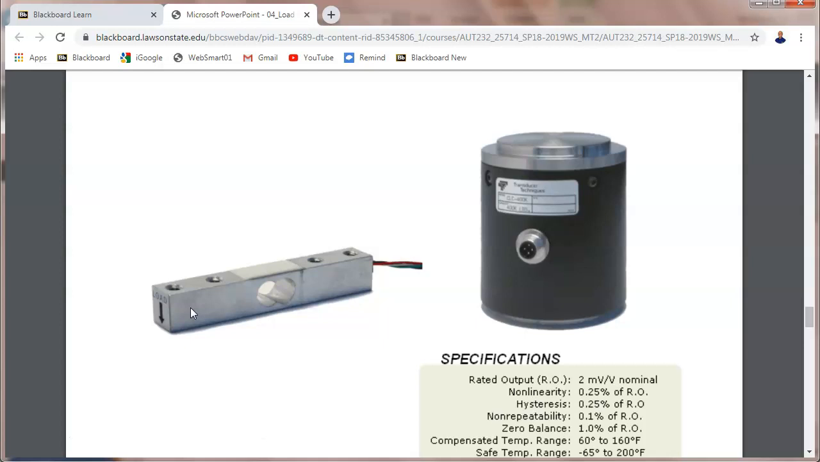These smaller ones like this are probably what's operating the scales in grocery stores and stuff like that. So grocery stores use strain gauges. These guys are extremely accurate. You can buy and sell off strain gauge load cells, but you have to keep them calibrated.